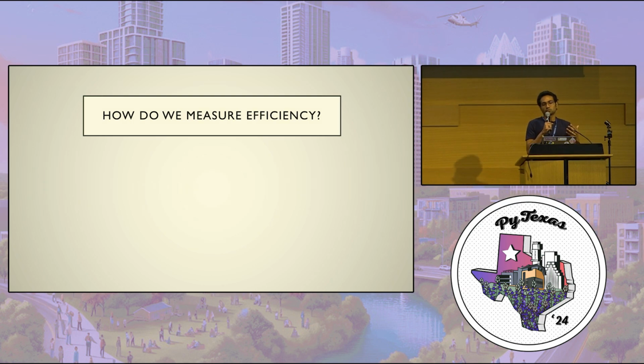So when we talk about efficiency, how do we really measure it? For this talk, I'm going to focus on 4 different metrics. Okay, so we'll go over them. The first is the biggest one, which is the uncompressed image size.